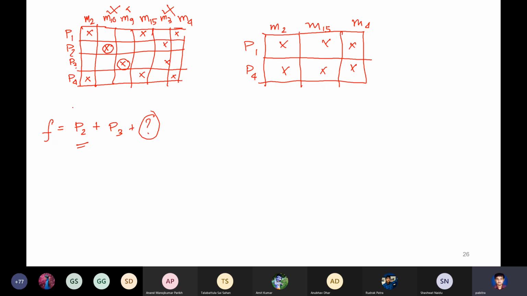So one possible implementation is P2 plus P3 plus P4. Another possible implementation is P2 plus P3 plus P1. Because using either P1 or P4, I can cover these remaining three columns. Is that okay? So the same thing, I'm again trying to cover up the columns with the rows. Is it okay? Yes, sir. So this method is formalized by something called Petrick's method.